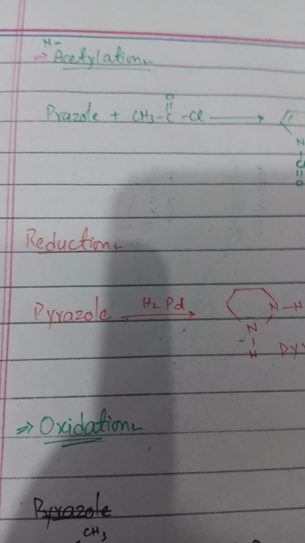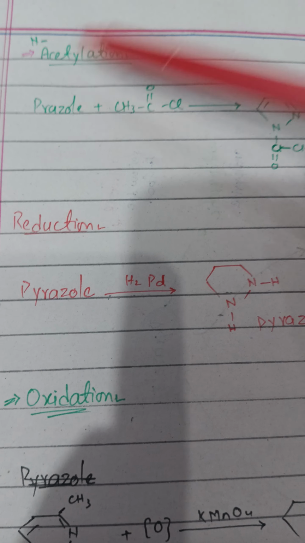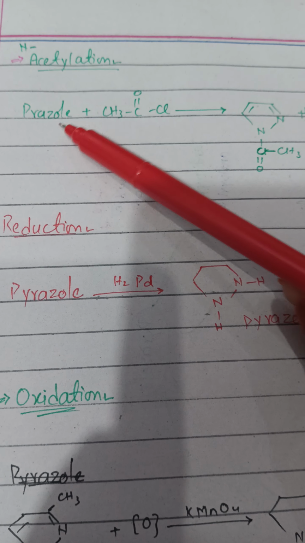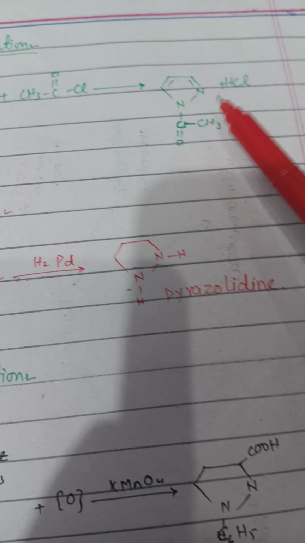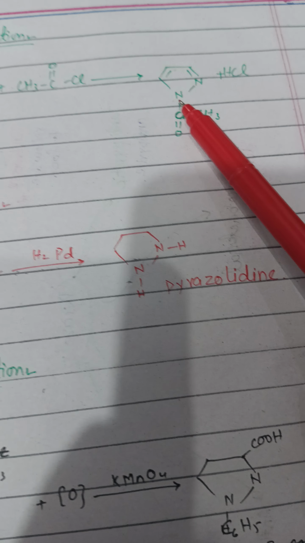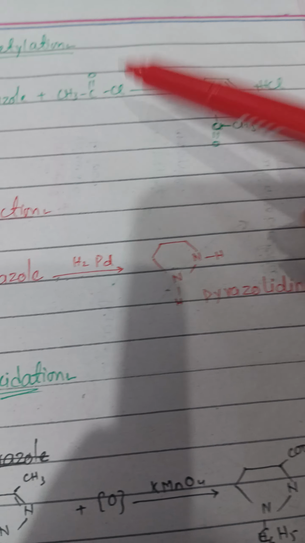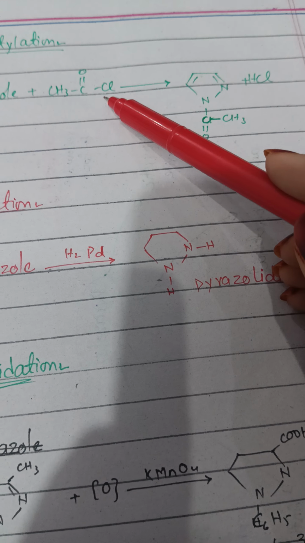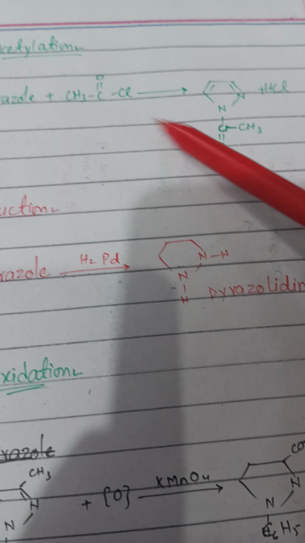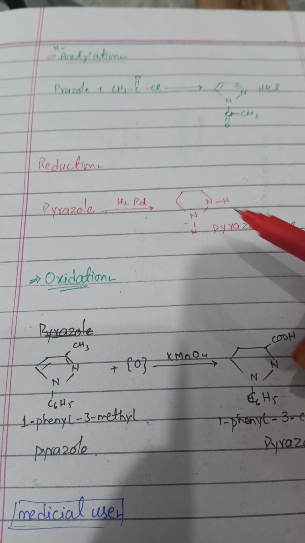Now we discuss N-acetylation. We call it N-acetylation because the acetyl group will attach at nitrogen number 1. So this is pyrazole and we add acetyl chloride to it, so we get an acetyl group on nitrogen number 1, therefore we call it N-acetylation, and HCl is released. The Cl attacks the hydrogen present at that place, and HCl is released. Now we discuss the oxidation and the reduction of pyrazole.